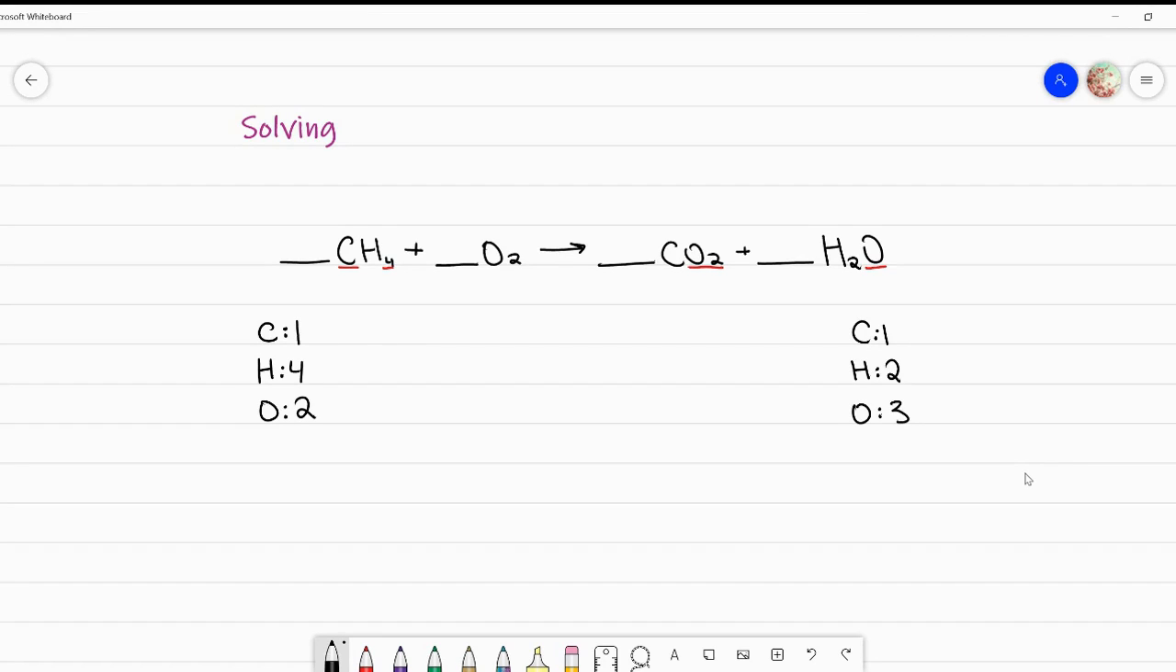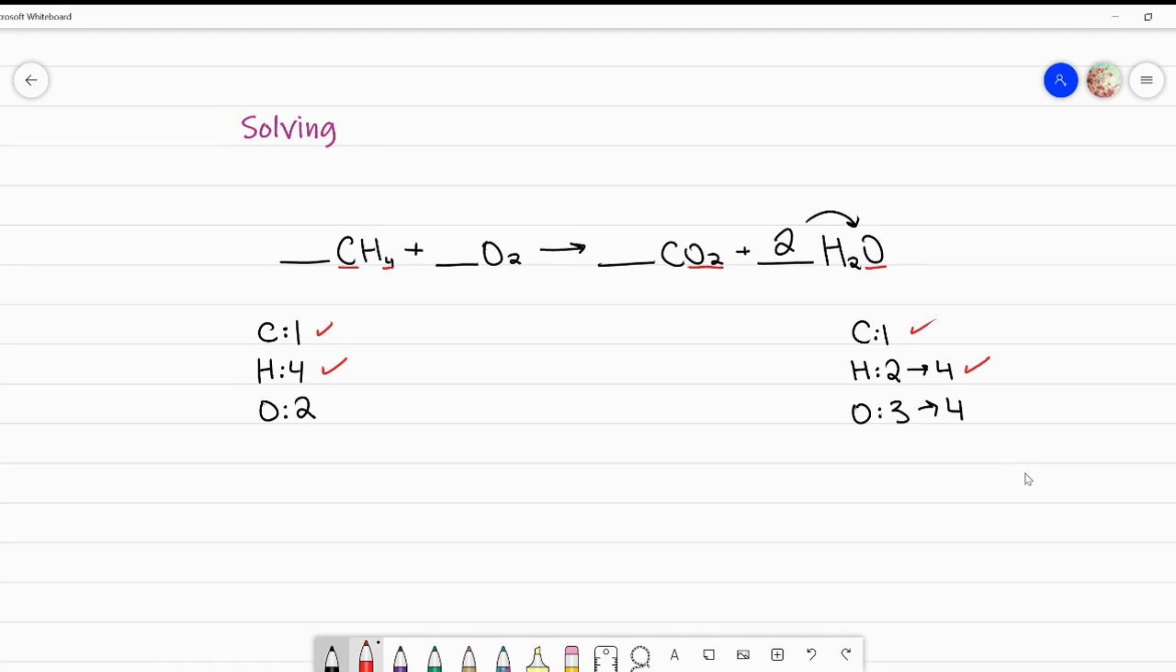So we have 2 hydrogens on the product side, but 4 on the reactant side. So we need to do some multiplication. Well, 2 times 2 is 4, so we're just going to put a 2 right in front of this H2O. So now, instead, we have 4 hydrogens. Great. And now if you multiply, we have 6 oxygens, but you also have to add it to this side. So now we have 4 oxygens.